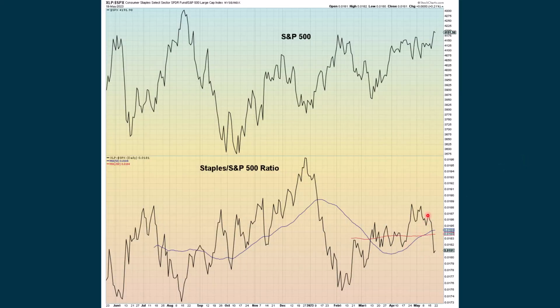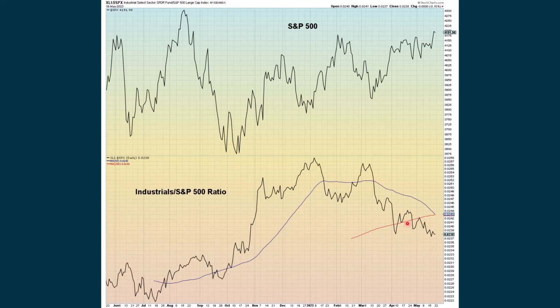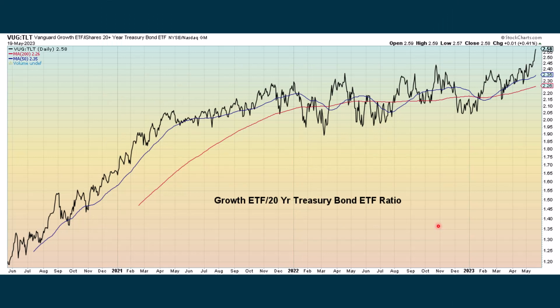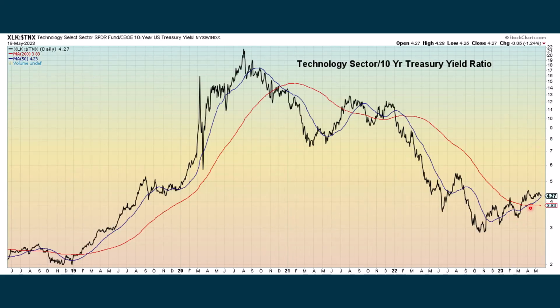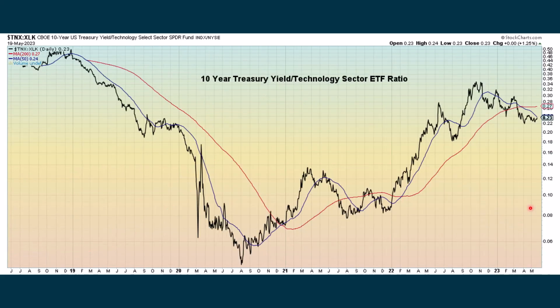Staples just crossed over positive with the ratio, but now are starting to fall back down. Industrials could be getting ready for a death cross in this ratio. When we compare growth to treasury bonds, it shows that growth stocks are outperforming the rise in bonds. Energy to the tech sector shows that energy is now underperforming tech, and the tech sector is starting to outperform the rise in interest rates.